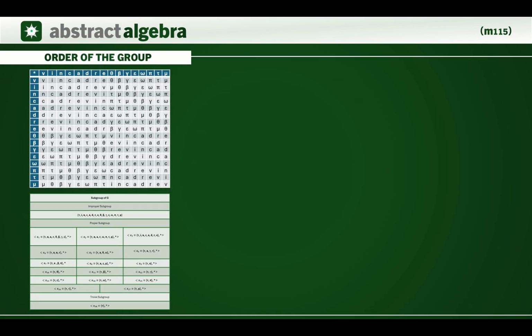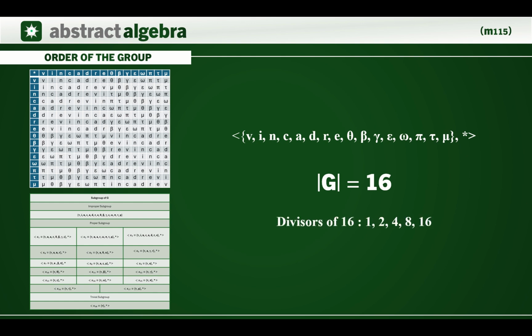We have the elements under the set V, I, N, C, A, D, R, E, theta, beta, gamma, epsilon, omega, pi, tau, and mu under the binary operation. So the cardinality of G is equal to 16, since we have 16 elements in our group table. The divisors of 16 are 1, 2, 4, 8, and 16.